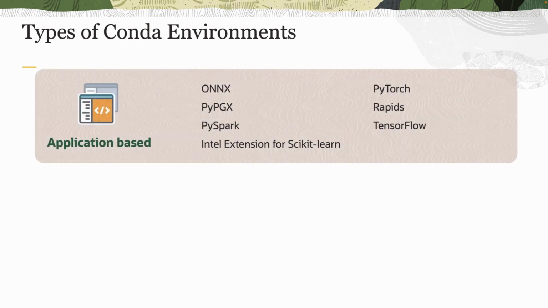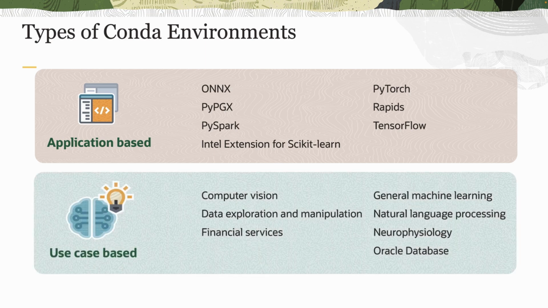Types of conda environments. Some conda environments are based upon an application. For example, a conda environment for ONNX or PyPGX or PySpark. Other conda environments are based on the use case, such as computer vision, data exploration and manipulation, financial services. Each one of these conda packs has select best-of-breed software built into it to match the tasks or the application that you're trying to work with.